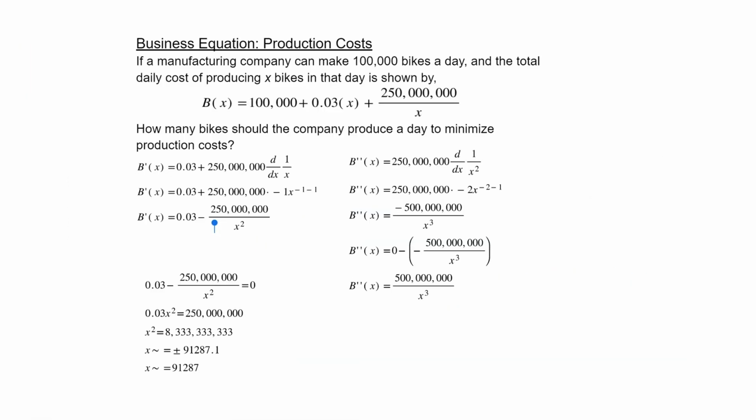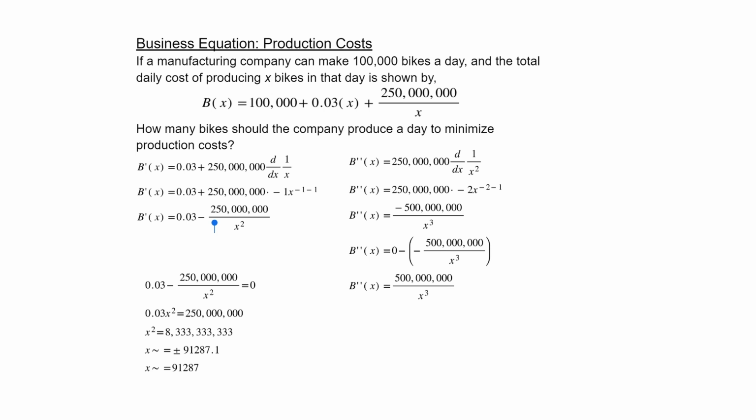So, this is another one that I went ahead and typed out prior to making this. If a manufacturing company can make 100,000 bikes a day, and the total daily cost of producing x bikes in that day is shown by B of x equals 100,000 plus 0.03x plus 250 million over x, how many bikes should the company produce a day to minimize production costs?